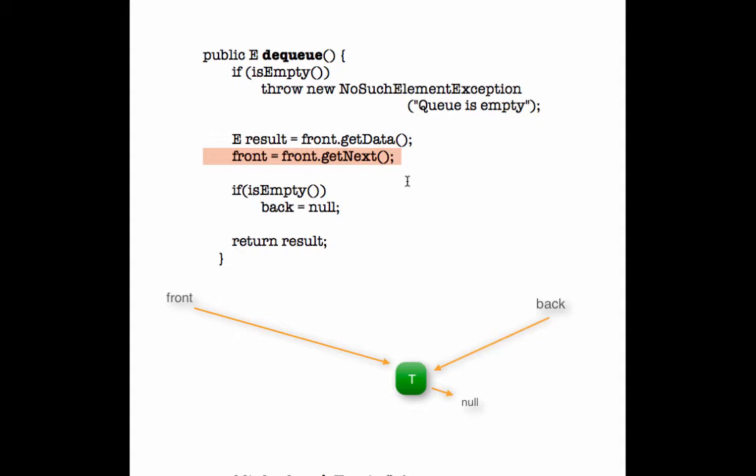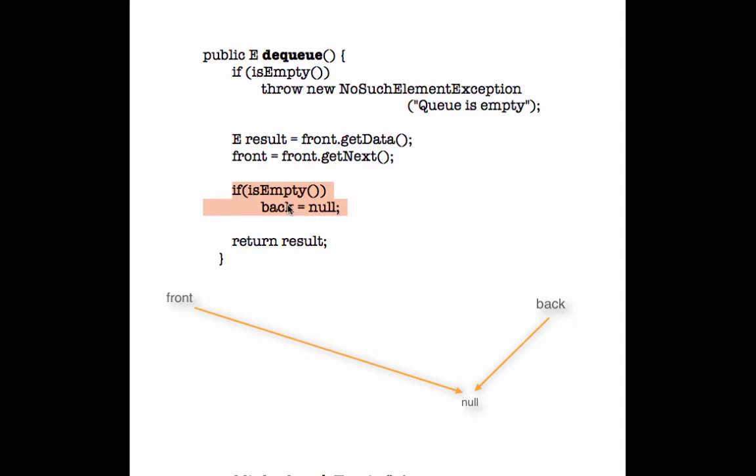Now, I need to check for a special case. The special case is, what would happen if I have exactly one node on the list? Then I need to reallocate not only front, because the list is empty, but I need to update my back also to be null because the list is empty. So after I remove the front of my queue, I need to make sure that I didn't empty the list, because if I did, then I need to reset back to null.